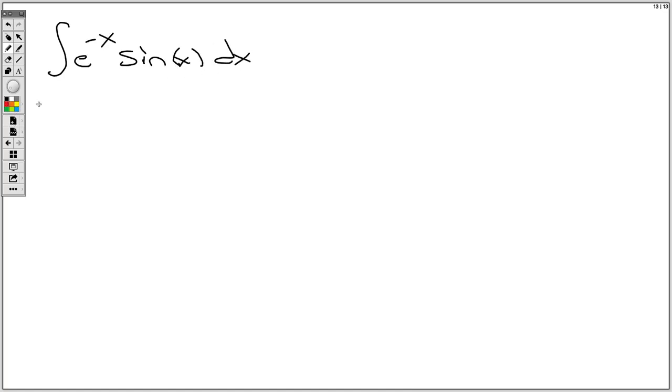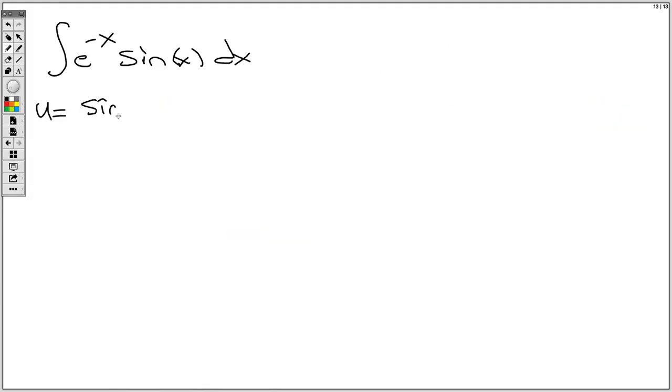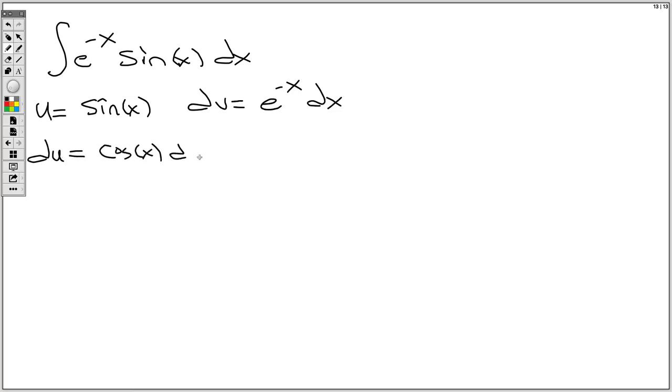So using the same rules of thumb, the trigonometry narrowly beats out the exponential. I'll let u be the trigonometric and dv be the exponential. The du here produces a positive cosine x dx. The v is going to be the same as before.